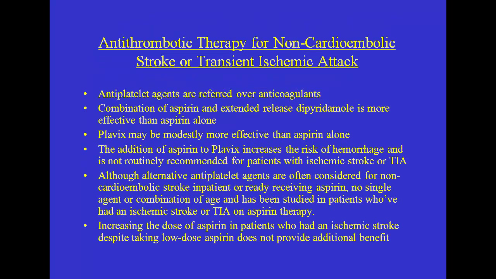Okay, this is the last one. All right, antiplatelet agents are preferred over anticoagulants. Aggrenox, which is aspirin and dipyridamole, may be slightly more effective than aspirin alone. Plavix may be slightly more effective than aspirin alone. You never want to give two antiplatelet agents. That increases the risk of stroke and is not routinely recommended for patients with stroke or TIA.